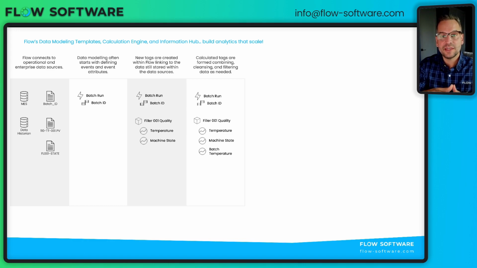And I can also begin to filter my data based on state. So here I might only want to collect temperature and have temperature inside of my batch temperature tag when my state is of a certain value. This is crucial because Flow gives me the ability to pull data from multiple sources, multiple formats, multiple data structures and present it as one single tag in the system.